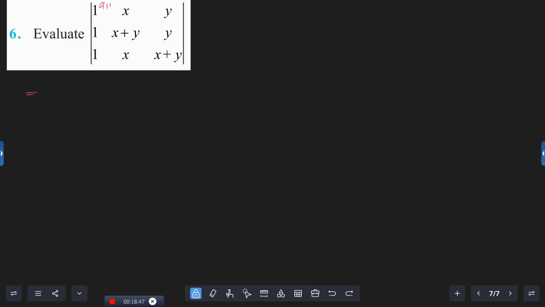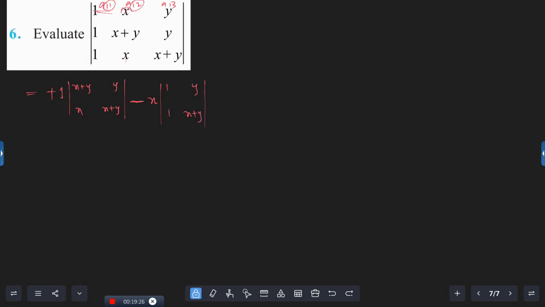I'm going like A11, A12, A13. A11 means 1 plus 1 is 2. 2 means even number, so plus, and the element A11 is what? 1. And that one element's row and column, if you strike out, what do we have? That you have to write here. So x plus y you will be getting. Formula minus. Now element 1, 2. 1 plus 2 is 3, odd number, odd number means minus. And the element is x. That x's row and column if you strike out, 1 y, 1 x plus y you will be getting.